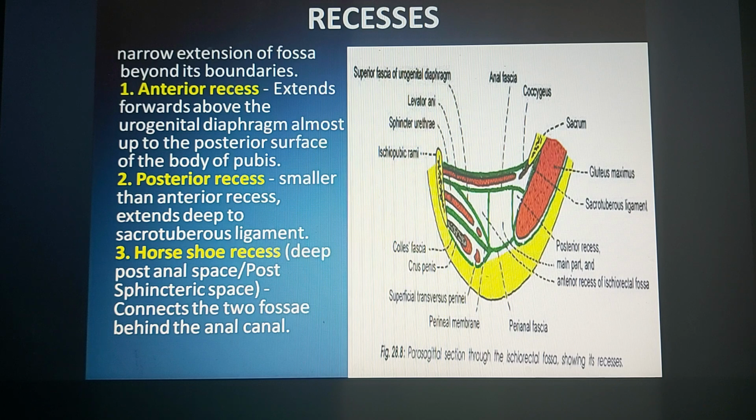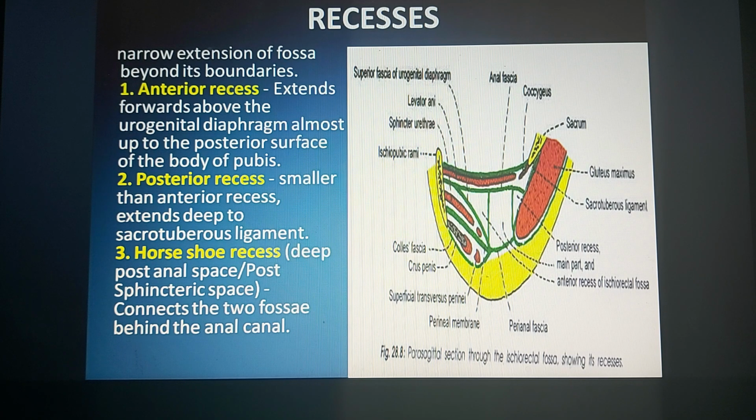Coming to the recesses. These recesses are narrow extensions of the fossa beyond its boundaries. Coming to the anterior recess, it extends forwards above the urogenital diaphragm almost up to the posterior surface of the body of the pubis. The posterior recess, which is smaller than the anterior recess, extends deep to the sacrotuberous ligament. Anteriorly, it extends towards the body of the pubis, posteriorly deep to the sacrotuberous ligament.